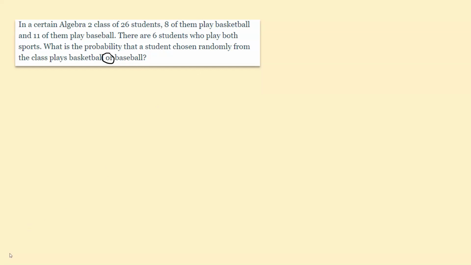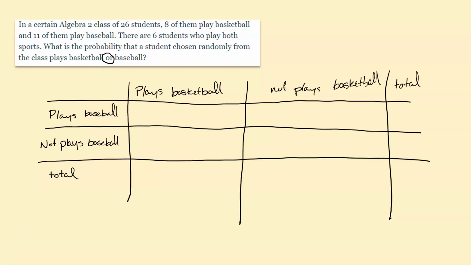So I'm going to set up my table again. So the table should look something like this. Plays basketball, not plays basketball. Plays baseball, not plays baseball. And then your totals. So 26 total students goes right here. 8 of them play basketball, so plays basketball 8. 11 of them play baseball, so 11 for plays baseball. And this time it says there are 6 students who play both. So both is 6 right there. That's a little different than last time.